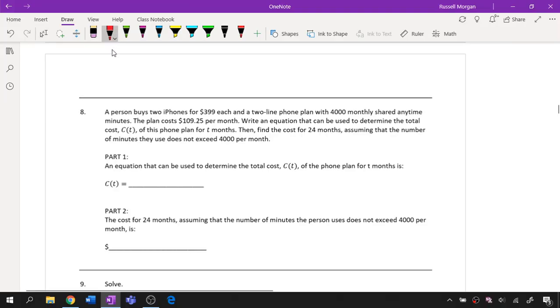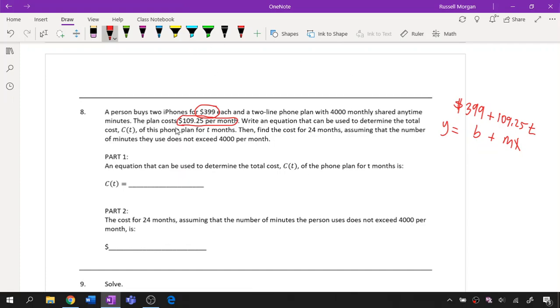All right, here's another situation. Let's see. Looks like a similar thing. Got a phone plan. This is probably going to be my initial amount of money I have to spend, the initial value. It's a 2-line phone plan with 4,000 monthly shared minutes. Oh, the plan costs this much per month. That's how much the expense is going to grow each month. So that's going to be like my slope. And of course, it looks like we're going to use t again. I'm just kind of looking ahead. So there we go. This is kind of like my y equals mx plus b, although if you saw the problem before, the mx is in the wrong order, and then there's the plus b.